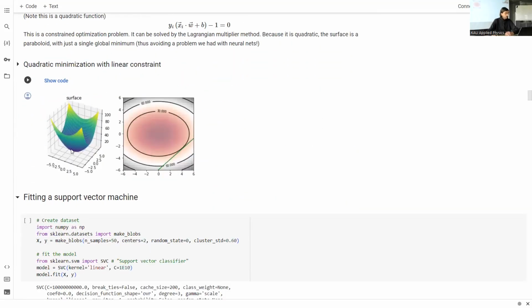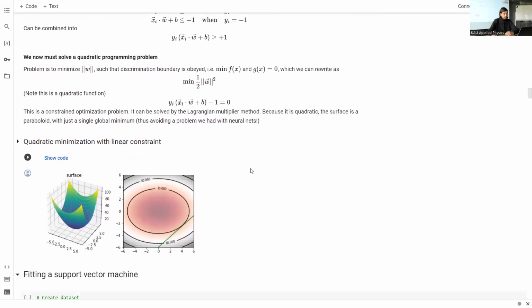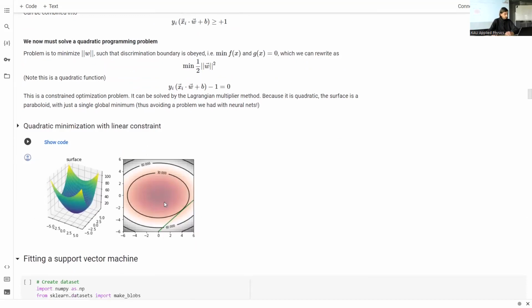Now here is how it looks. We have some sort of quadratic problem. This is a paraboloid. Here we see it from above, and these are some lines that describe the constraints that we have.